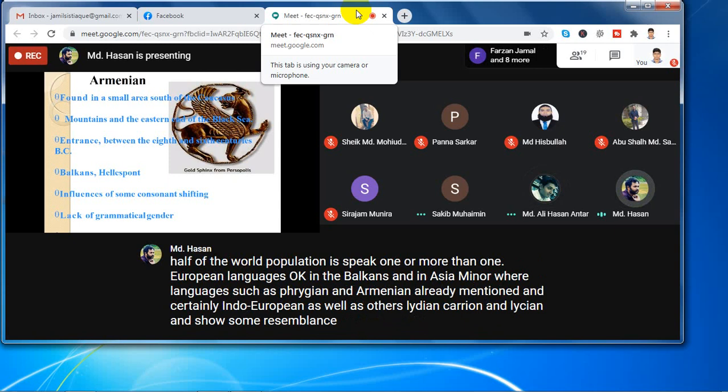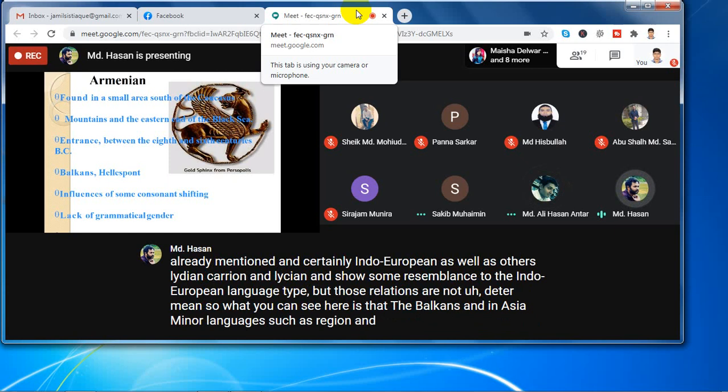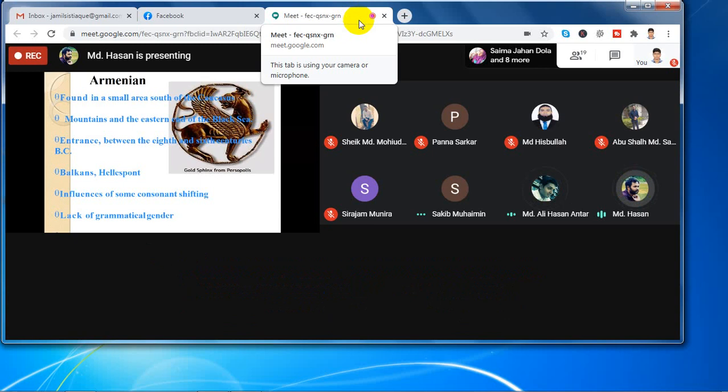So what you can see here is that in the Balkans and in Asia Minor there were languages such as Phrygian and Armenian, or Lydian, Carian and Lycian. These are the languages which are also spoken in this family. Then we can see that into this mixture of often little known populations and languages, the Greeks came.